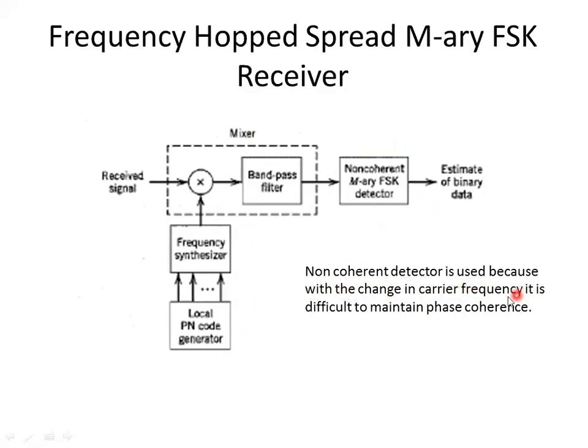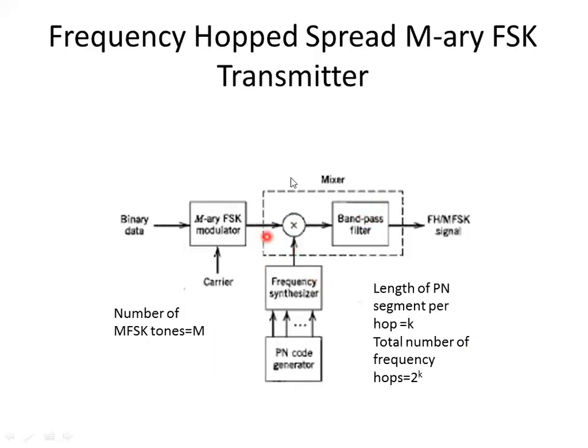Non-coherent detector is used because with a change in carrier frequency, that means here frequency keeps on hopping, it is difficult to maintain phase coherence. And we know how important it is to maintain the synchronization in phase and frequency in case of coherent detectors. So instead of that, we'll go for a non-coherent M-ary FSK detector here. And this is just the de-hopping mechanism, which is just the reverse of this hopping process. In this case, for the mixer, one input was the M-ary FSK modulated signal and the other one was from the frequency synthesizer.